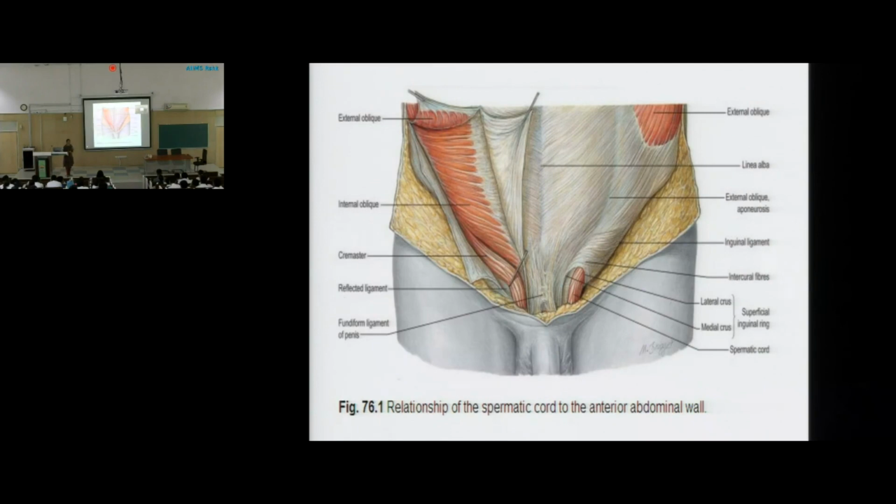Where is the base? Base is over the pubic crest. Base is over the pubic crest. Why? Because these fibers are going to come like this, and I told you they are going to get attached here. The attachment will be here, okay? And the inguinal ligament is here.